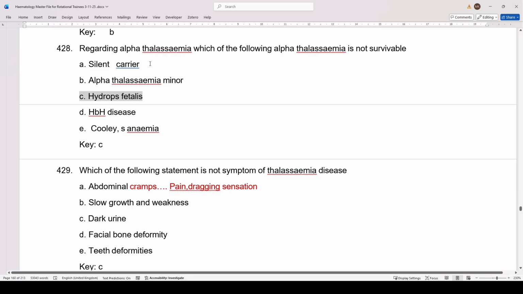So silent carrier is completely okay. Alpha thalassemia minor is okay. In HbH, the patient usually presents with chronic hemolysis, but the phenotype is like thalassemia intermedia. This patient will get transfusions in life, whenever there is surgery or some injury, or whenever it is needed, but not all the time, like we give in case of thalassemia major. So HbH always has a phenotype of thalassemia intermedia, not major. But hydrops fetalis is completely incompatible with life.